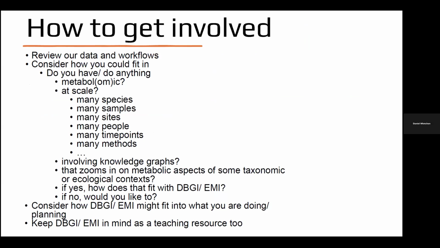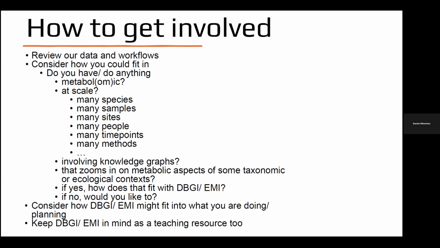Okay, how can you get involved? There are various ways. One, you can review what we've done already. Then you can consider whether you're doing anything that goes in the direction of metabolomics or metabolic studies, whether you're doing anything at scale with multiple species, multiple samples, multiple sites, multiple people, time periods, methods, anything like that. Or if you're working with knowledge graphs, because we're building a knowledge graph out of all of this kind of information. Or if you're doing anything that zooms in on metabolic aspects of some biotic interactions or ecological interactions. These would be things that we could also be interested in collaborating on.